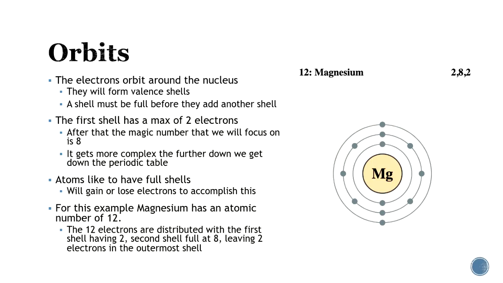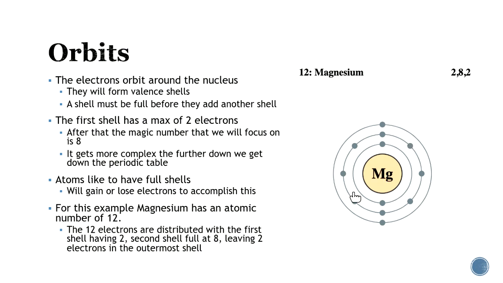Now, as I mentioned, there's orbits. The electrons orbit around the nucleus. They're going to form what we call valence shells. With valence shells, we don't just randomly have them. There's an order to them. The electrons have to fill a certain shell before you can progress to the next one. Our first valence shell is going to have a maximum of 2 electrons, and it's going to be the one closest to the nucleus. Once we fill that shell, we will start to populate the next shell.